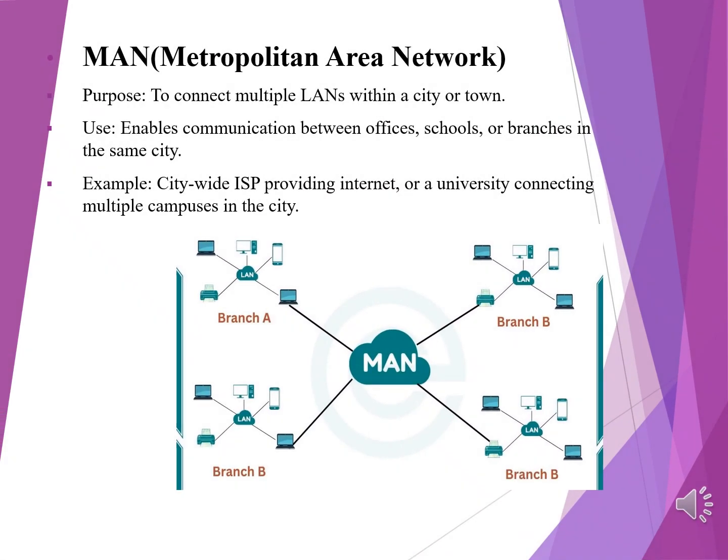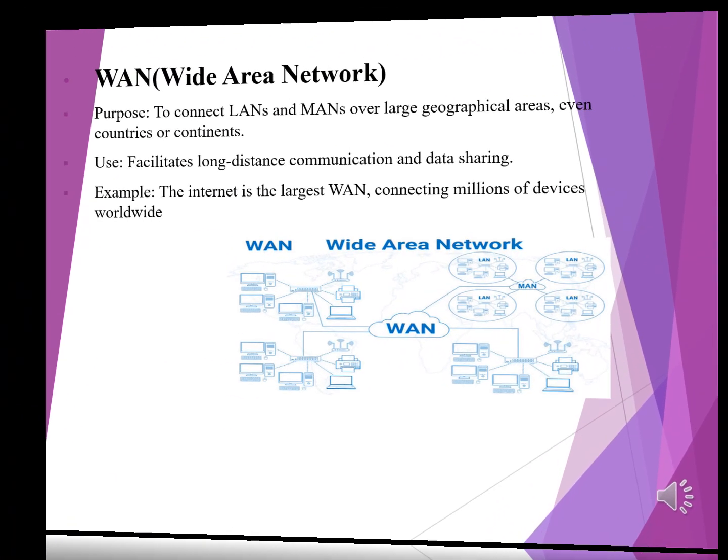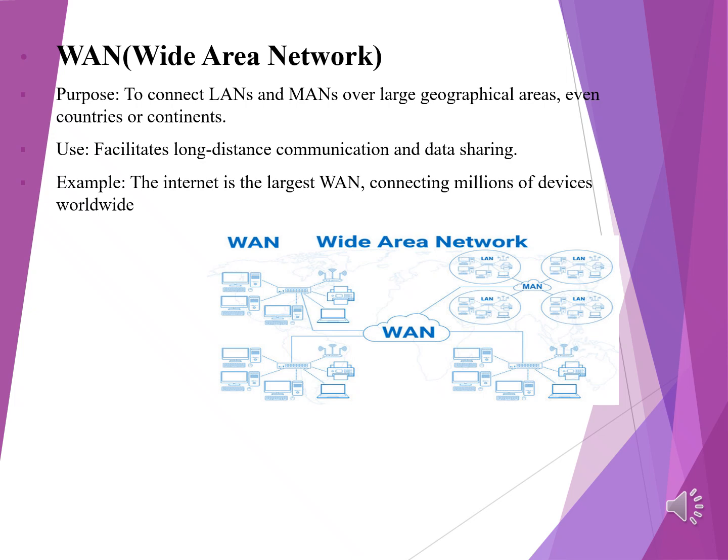Second one is MAN. A MAN connects multiple LANs within a city. Third one is WAN. A WAN connects networks over large distances. The internet is the largest example of a WAN.